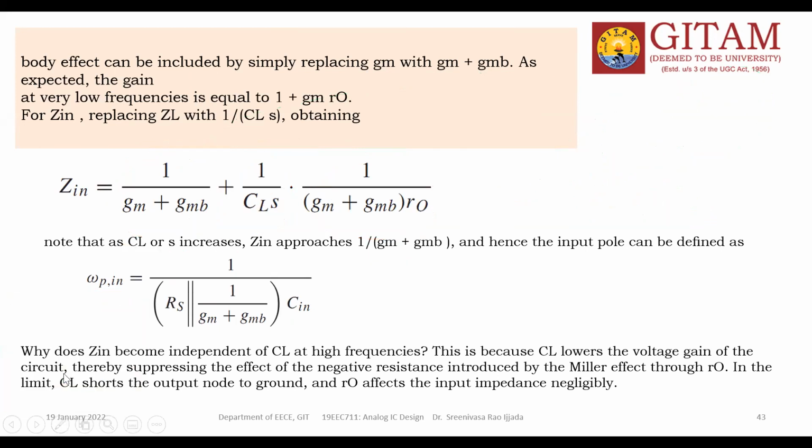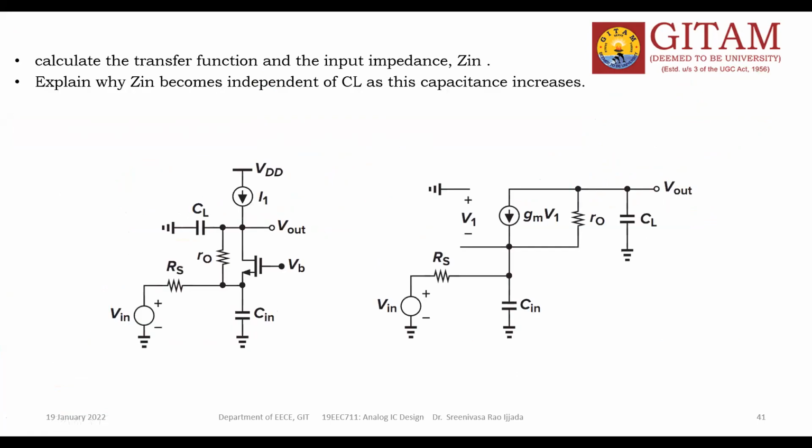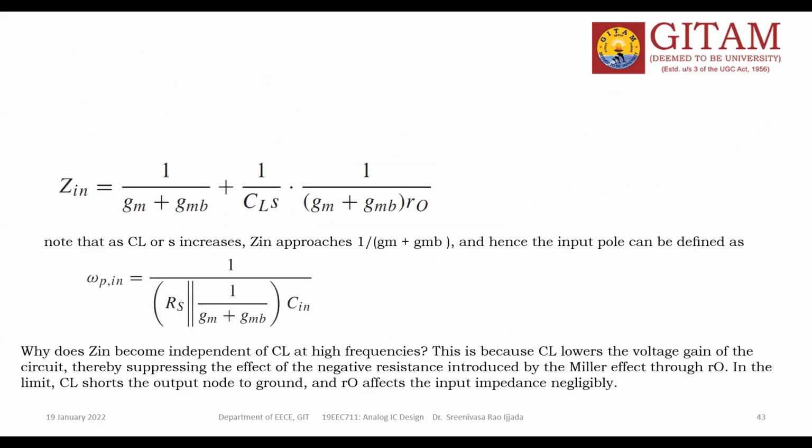Yes. So in this problem, he asked to calculate the transfer function and input impedance. Transfer function already calculated. Input impedance also we calculated. Now he is asking to explain why Zin becomes independent of CL as this capacitance increases. Zin value is already this. In this already CL is there. But when CL increases or frequency increases, what happened? CL increase means frequency increases. This part becomes 0. 0 multiplied with anything is 0. Then this is the only thing.